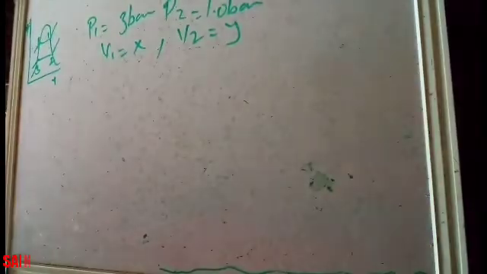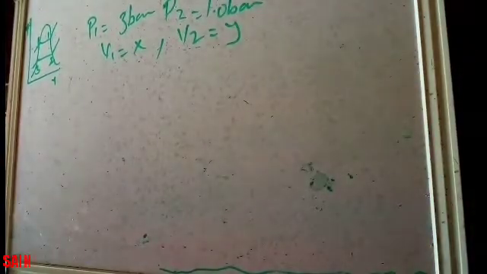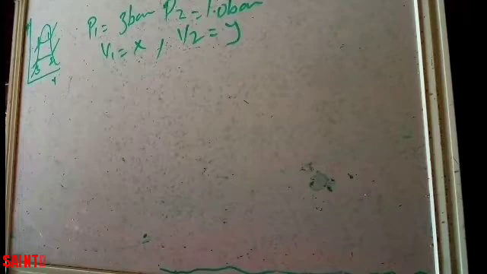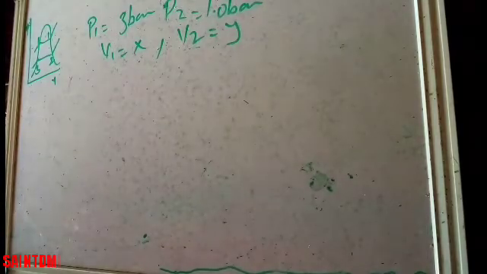So we have our P1 to be 3 bars, and our P2 to be 1.0 bar. Our V1 to be X and our V2 to be Y. What we need to get first is our V1, then our V2. We would have made some assumption, but this question does not carry much information for that. So now let us get our V2. We first need to get our V1.